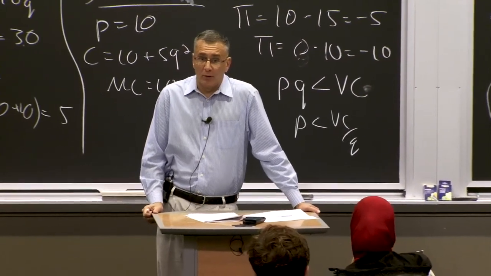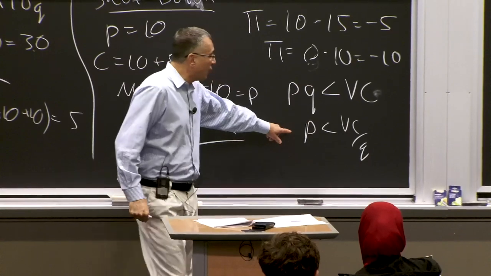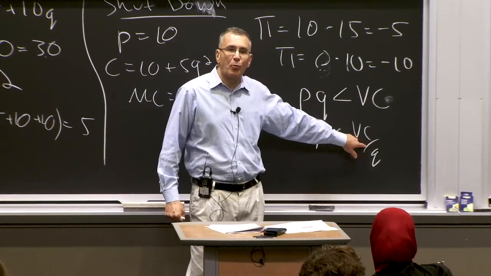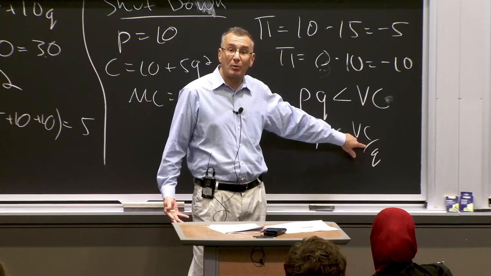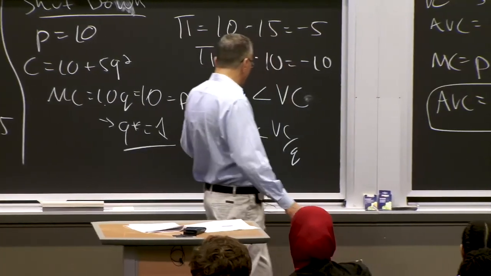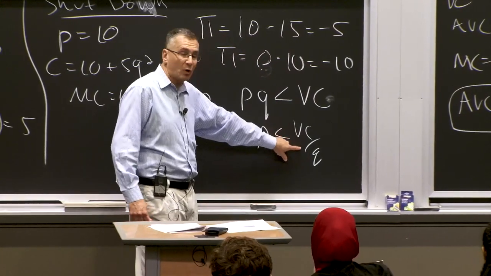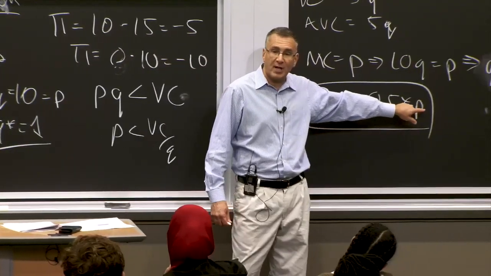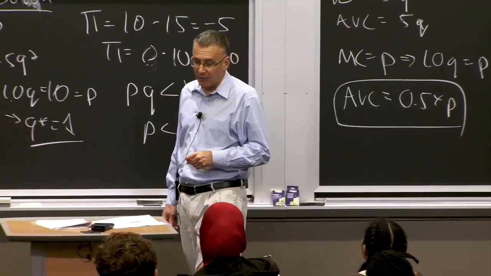What's the shutdown rule? The shutdown rule is that price is less than average variable cost, or price is less than 0.5 times price, which can never be true. So you never shut down with this cost function. To say it again, you only shut down if price is less than average variable cost. We've computed average variable cost in terms of price, and it's 0.5 times price. Therefore, you never shut down.